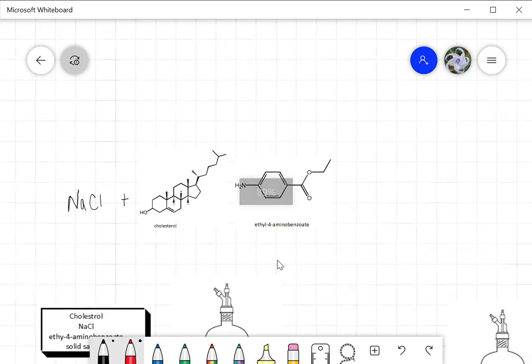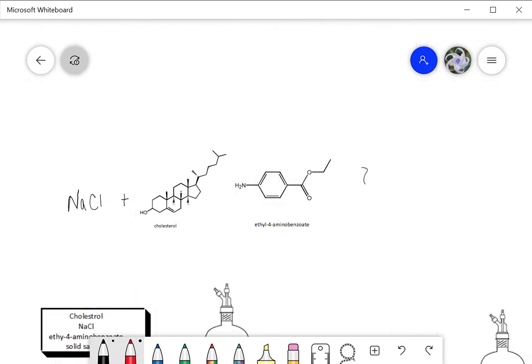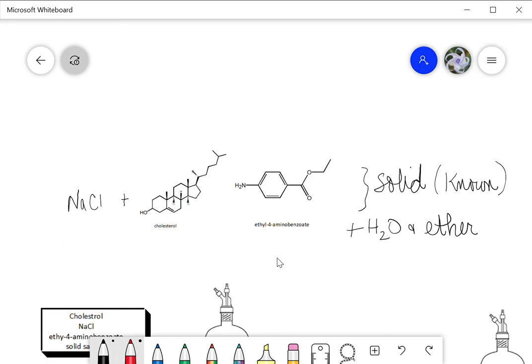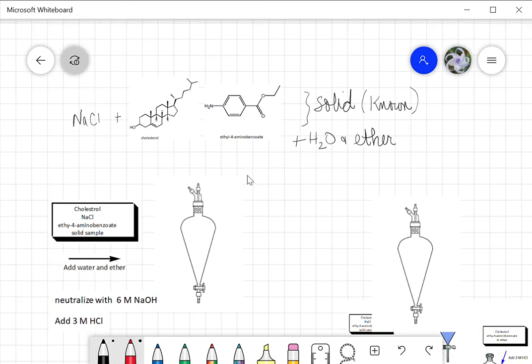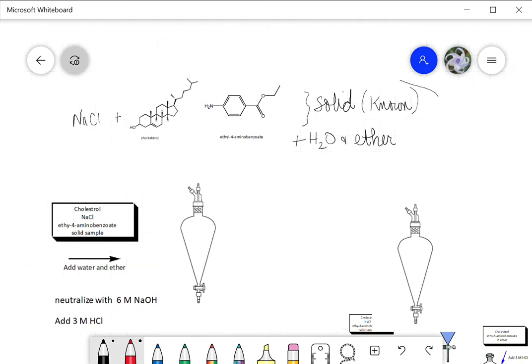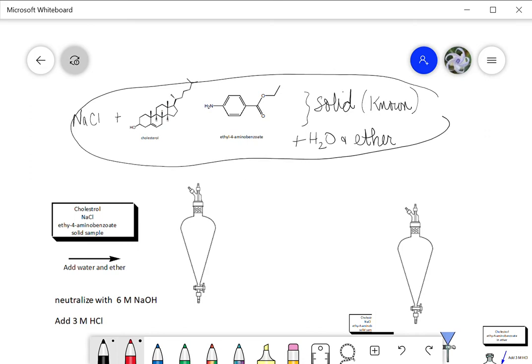So what we're going to do is this sample is going to start off as a solid, and it'll be a known weight. And we're going to add water to it, as well as ether. And this is diethyl ether. So we're going to put them into the SEP funnel. So all of that together is going to go into our SEP funnel.